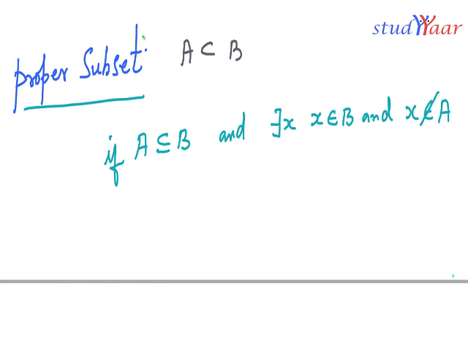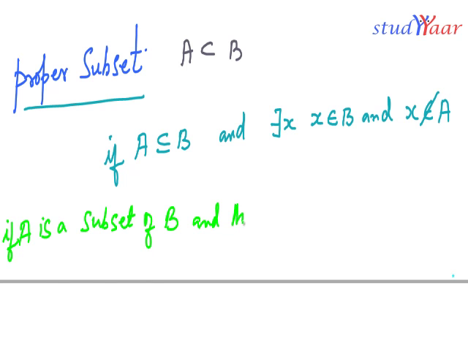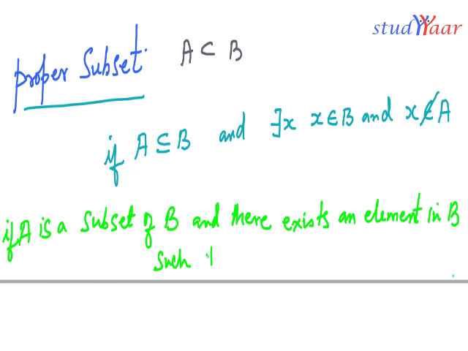If I have to write it in English, it says that if A is a subset of B and there exists an element in B such that it is not present in A.